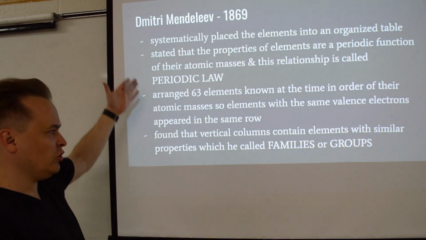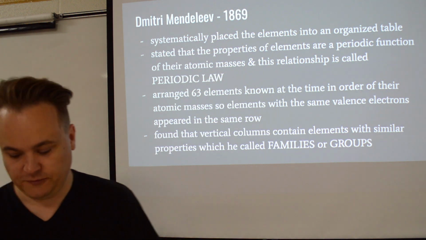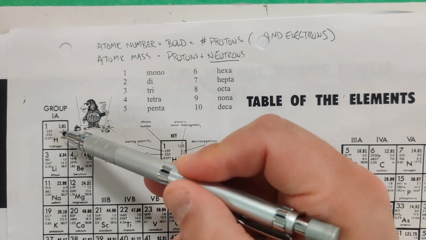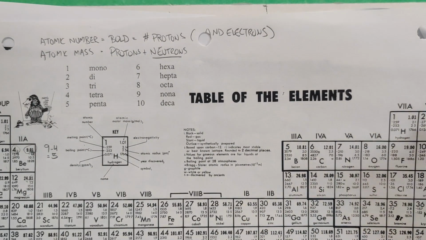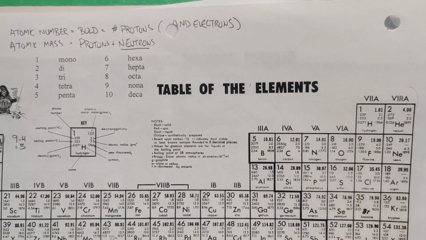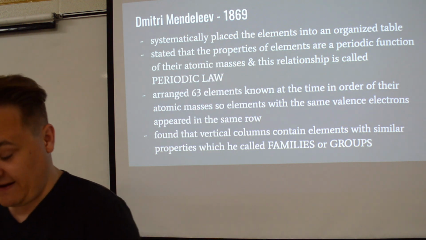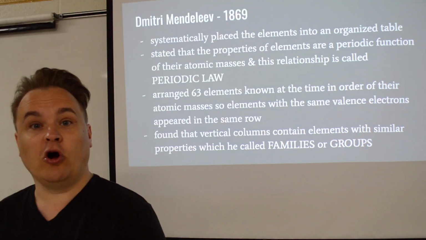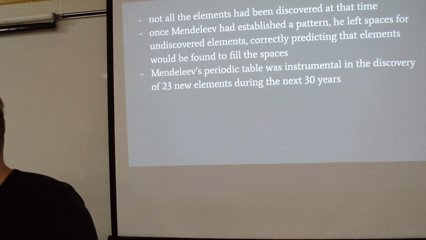He found that there were vertical columns that contained elements with similar properties, which he called families or groups. So he realized that there were vertical columns going up and down this way, right? And they behaved, over here, same thing. They behaved in the same way. Everything that was in that vertical column, he called those families. And we're going to have to learn all these families in the next lesson. But he was the first one to start grouping them like that.